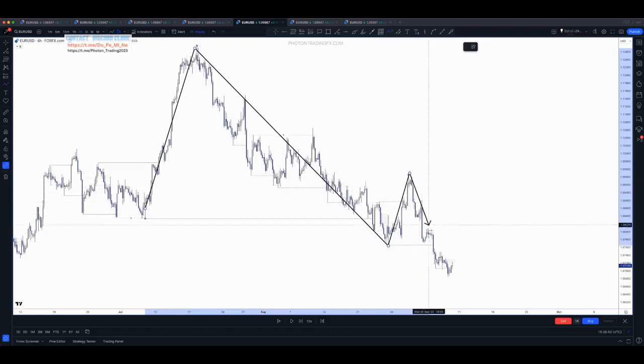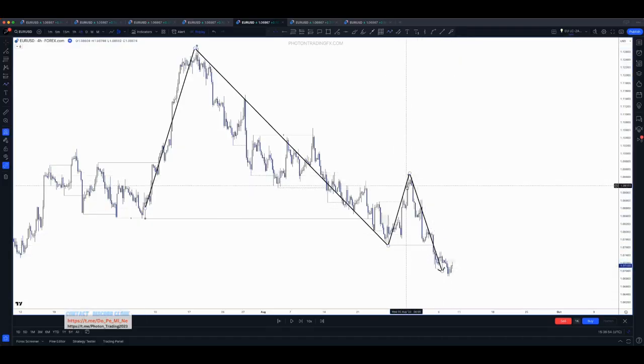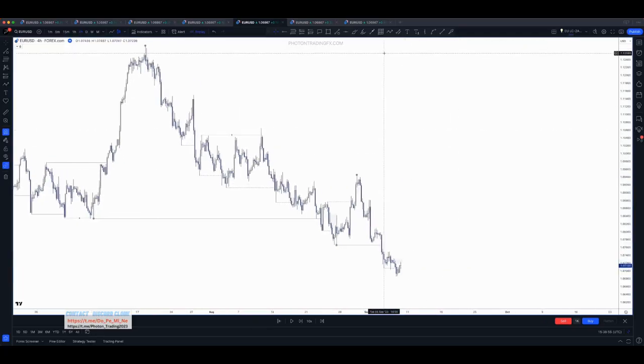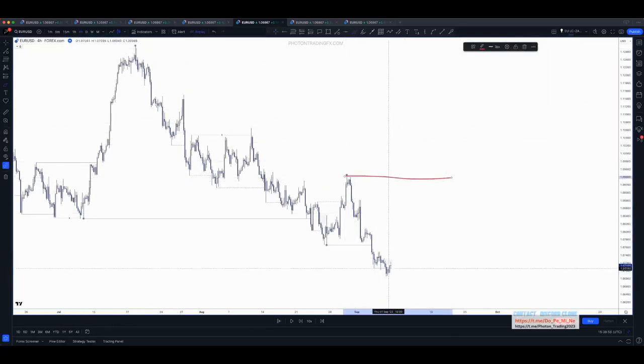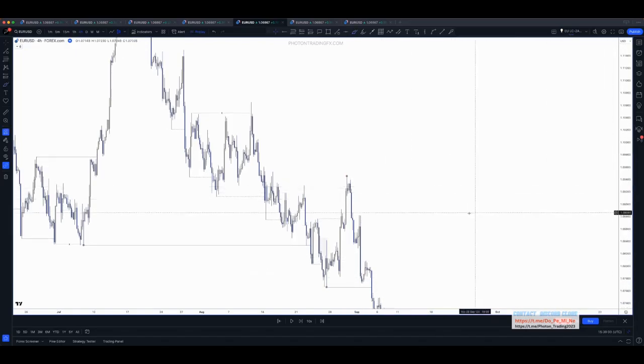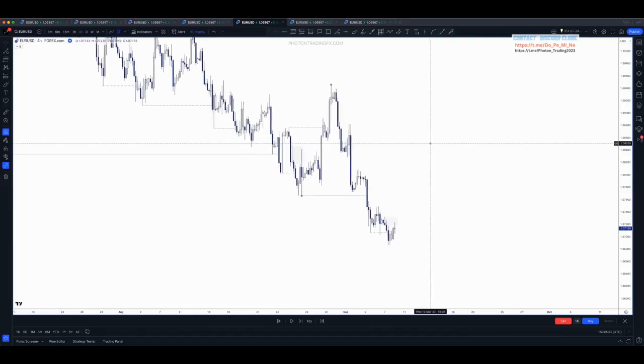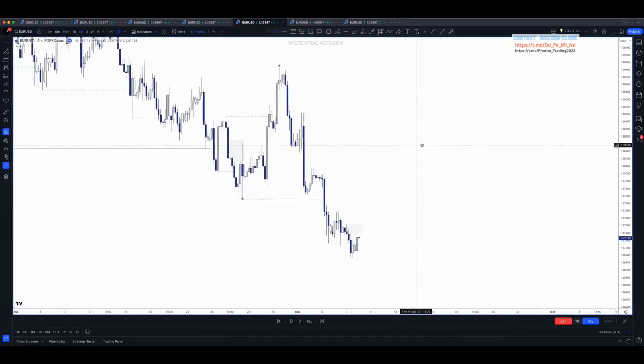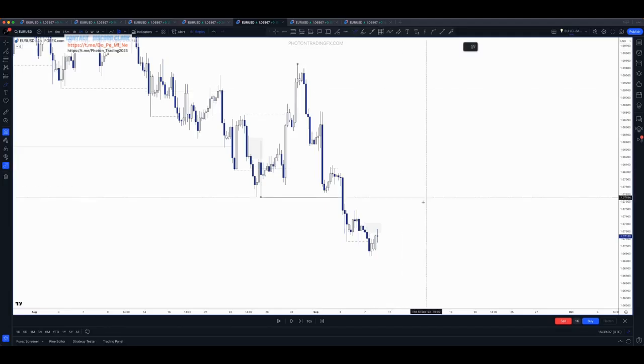We then had another pullback and another swing break of the low. So we now have a clear 4-hour bearish swing range that we are working within. So if I zoom in a little bit, looking at the more recent and relevant price action, especially if we're trading on the lower time frames intraday, we can see that we've had that 4-hour BOS here.